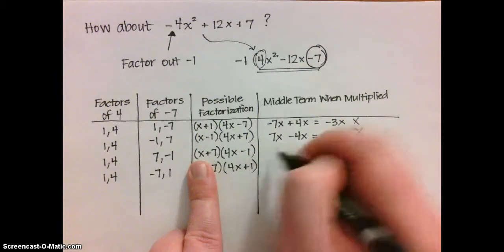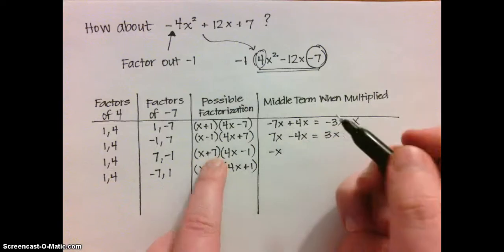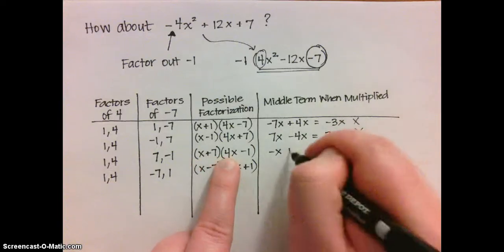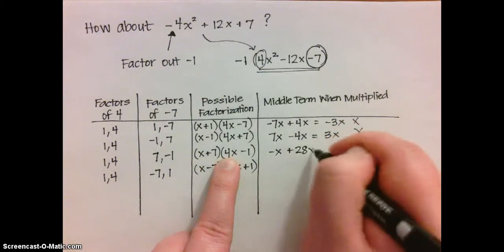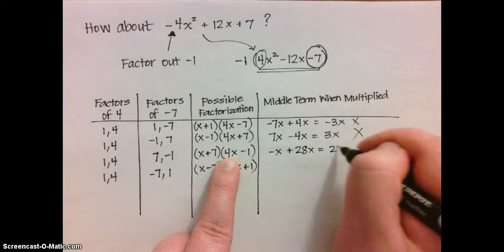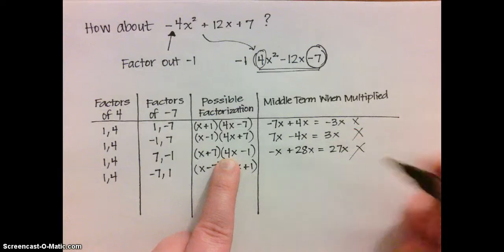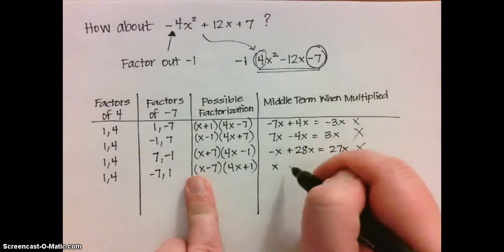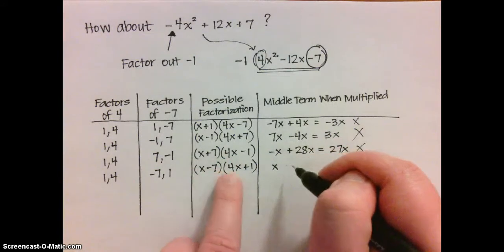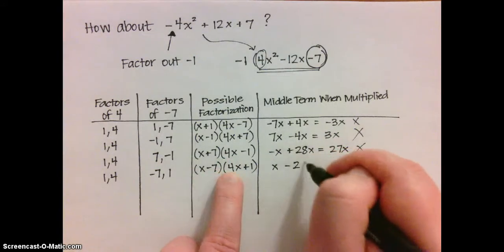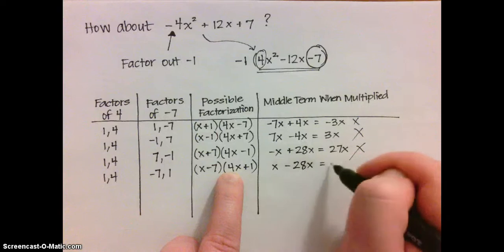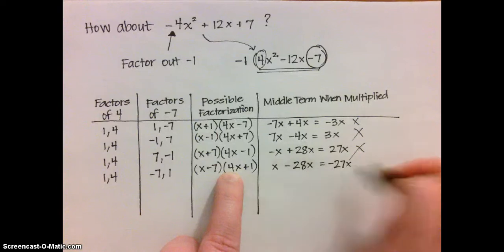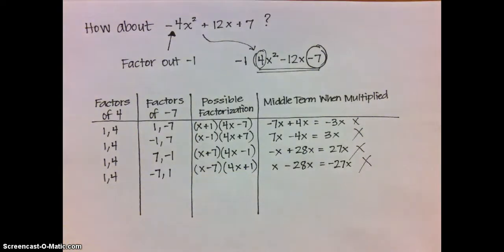X times -1 is -x. And 7 times 4x is +28x. Well, that's going to give me 27x, and I'm not looking for that. How about this one? X and -7 times 4x will be -28x. And that's going to give me -27x. So it appears for a second that I don't have any solution at all. None of them are working.